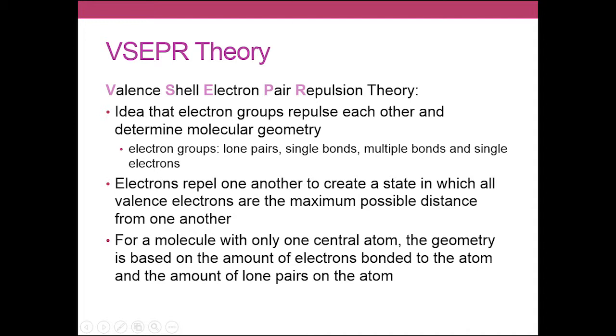Okay, so finally, let's talk about what VSEPR theory really is. VSEPR is an acronym that stands for Valence Shell Electron Pair Repulsion. And VSEPR is a theory, the idea that electron groups repel each other, and this repulsion determines the molecular geometry. An electron group is any type of lone pair, single bond, multiple bond, or single electron. Electrons repel one another to create a state in which all of the valence electrons are the maximum possible distance from one another. And for a molecule with one central atom, the geometry is based on the number of electrons bonded to the atom and the number of lone pairs on the atom.